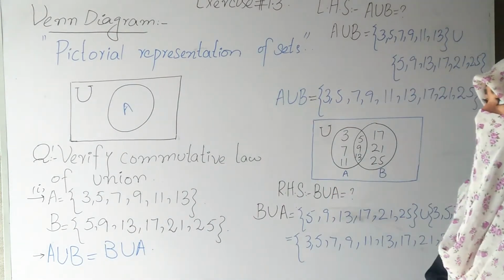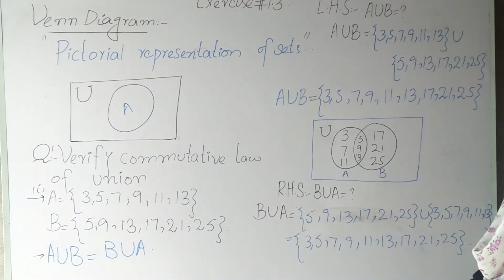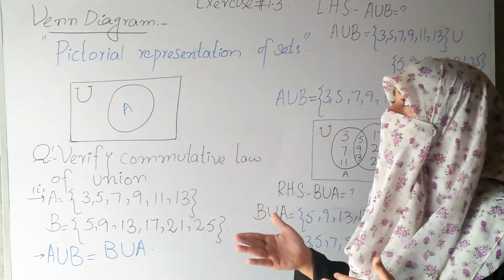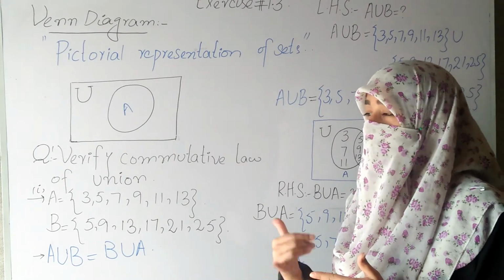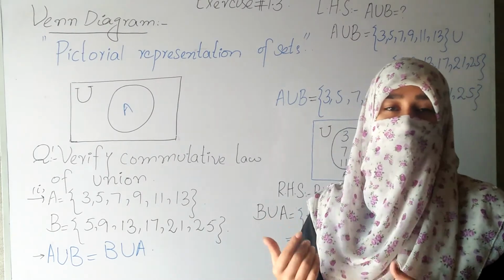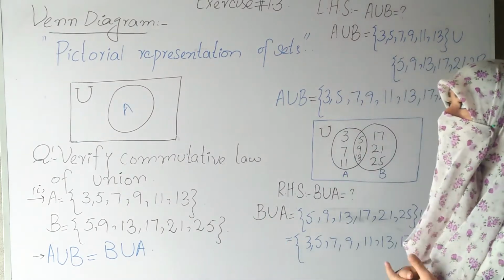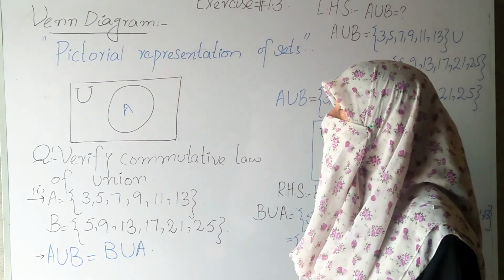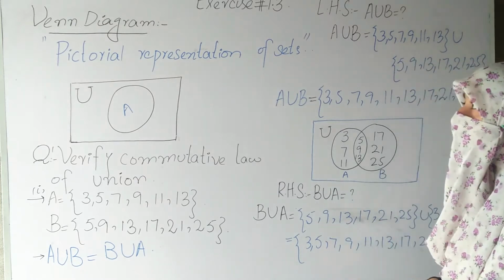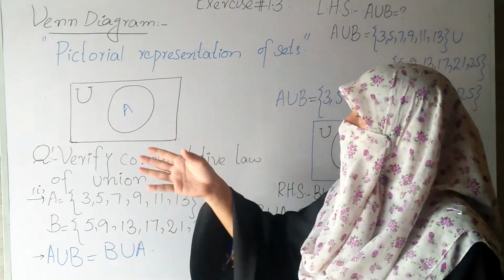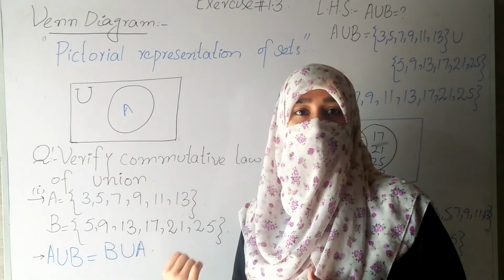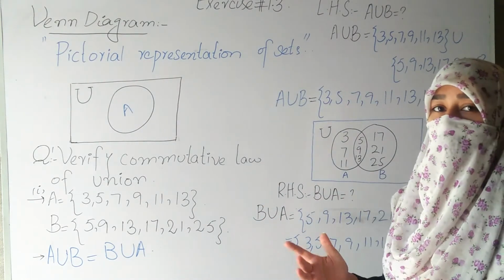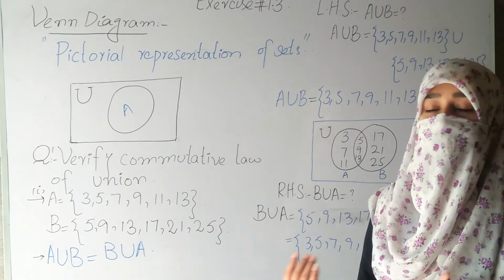Today we are going to discuss the topic Venn diagram, which we use in exercise 1.3. In Venn diagram, first we will discuss the definition of Venn diagram, then we will discuss how we apply Venn diagram in any question of exercise 1.3. So first is the definition of Venn diagram. The definition of Venn diagram is pictorial representation of sets. Means we apply pictorial representation on any sets, that is set of natural numbers, set of whole numbers, etc.